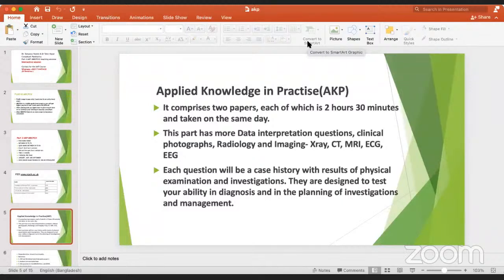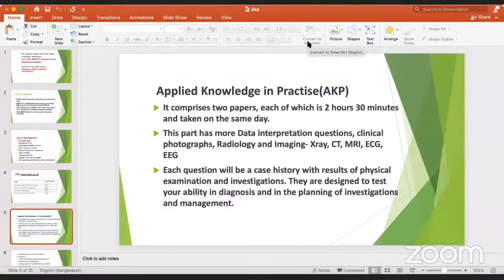All will be in the Part Two exam, unlike Part One. Part One is mainly a theory-based exam, but Part Two is mainly a practical-based exam. That's why the name is Applied Knowledge in Practice. That means how you will apply your knowledge in practical life.